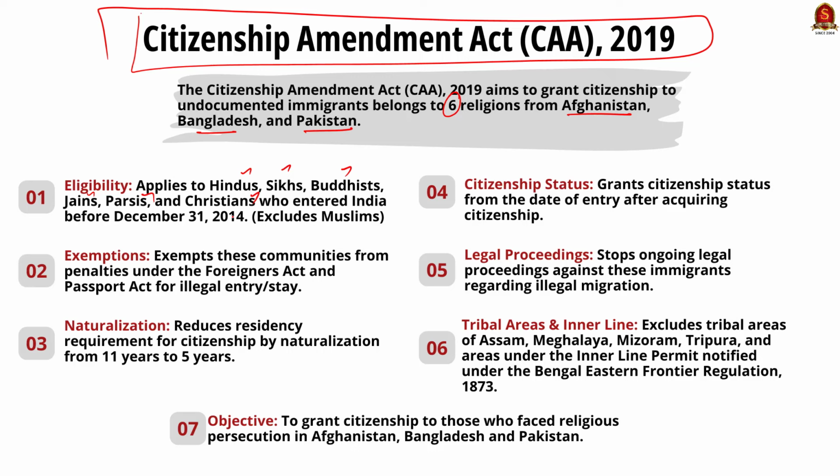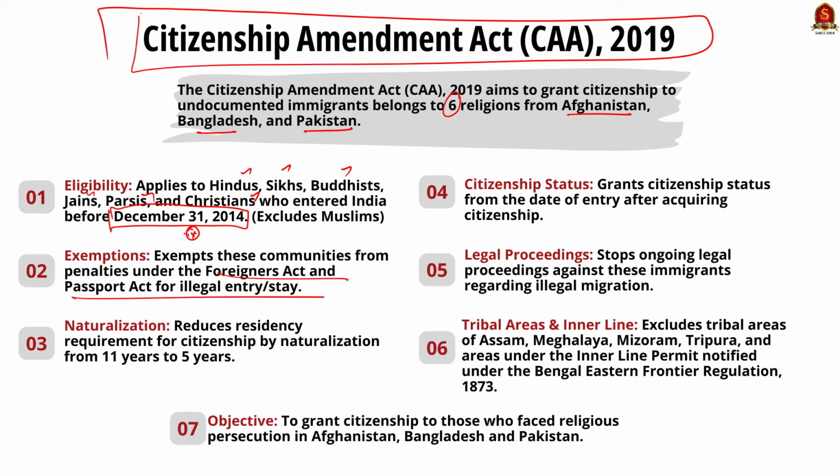It exempts the members of the 6 communities from any criminal cases which were filed under the Foreigners Act 1946 and the Passport Act 1920. The two acts specify punishment for entering the country illegally and staying here on expired visas and permits. This act says that people belonging to 6 religions from 3 countries who entered India on or before December 31st, 2014 will not be treated as illegal migrants and subsequently they will be granted citizenship.